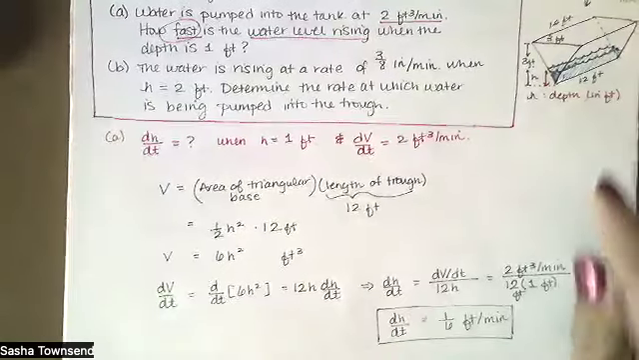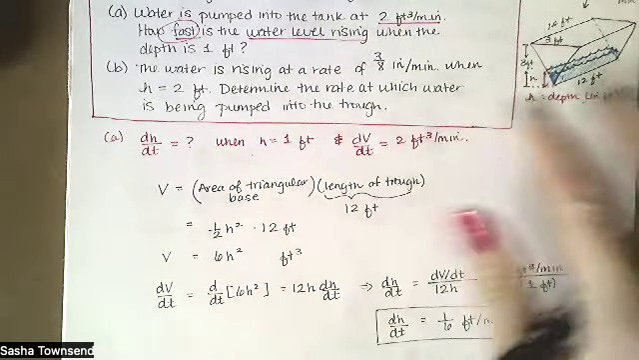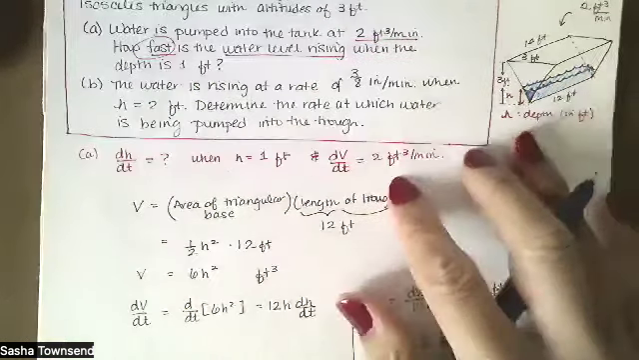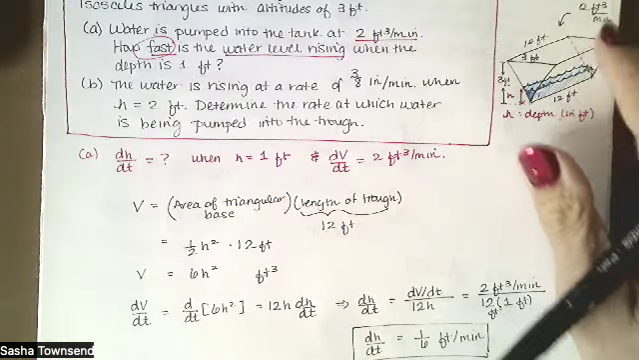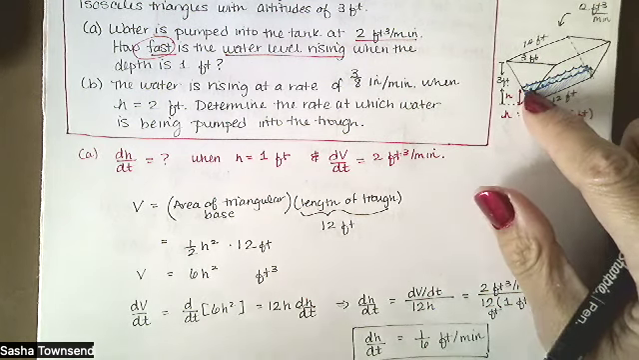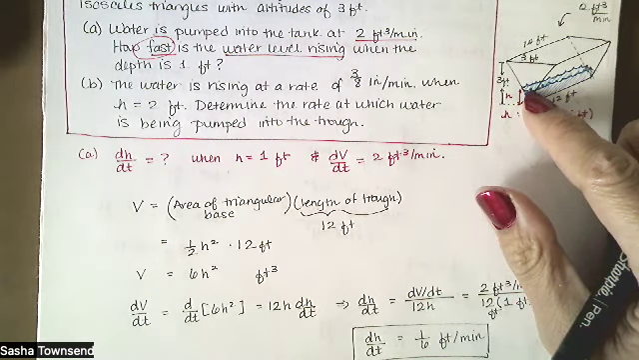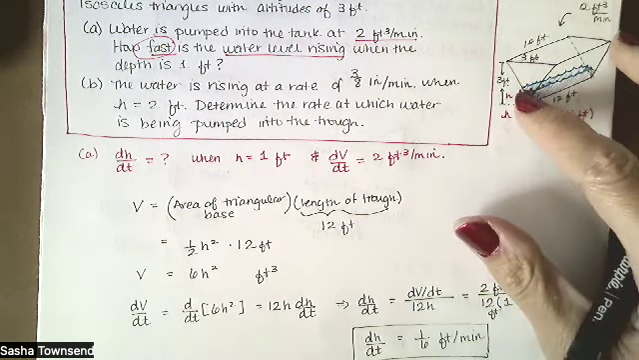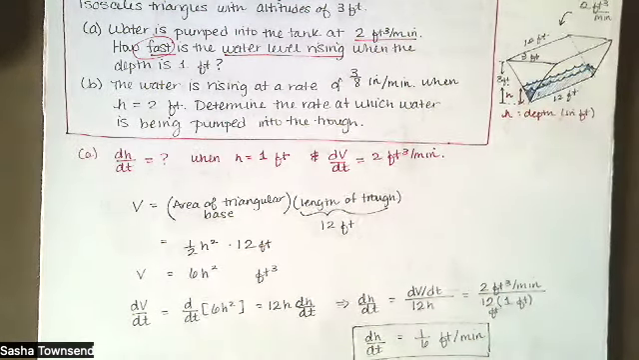Well, what does that mean? Well, it just means that when the height of the water level is 1 foot, if water is being added at 12 cubic feet per minute, the rate of change of the height is 1/6 of a foot per minute. So 1 minute later, it will be 1/6 of a foot higher than it is right then.